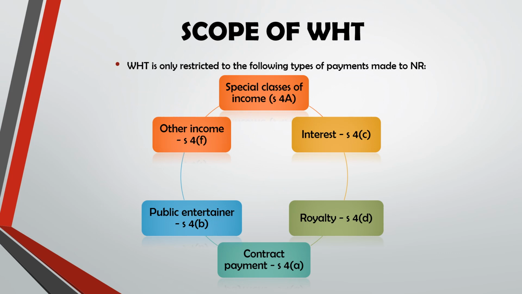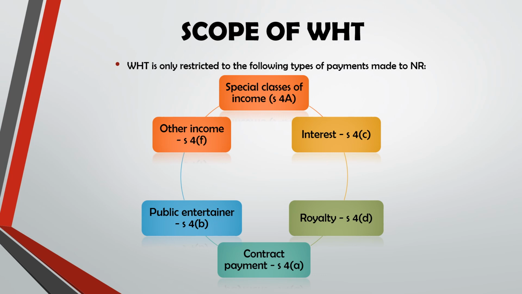So the scope of withholding tax is only restricted to the following types of payments made to non-residents. The first one, we have interest income, which is section 4C income. Then we have royalty income, which is section 4D income. And we also have contract payment, which is considered as business income under section 4A. Next, we have public entertainer, which normally falls under section 4B employment income, but it can also fall under section 4A business income.